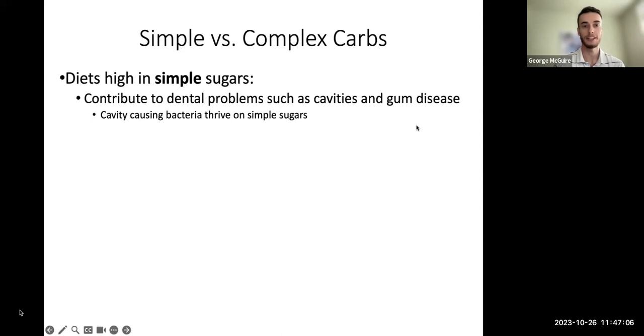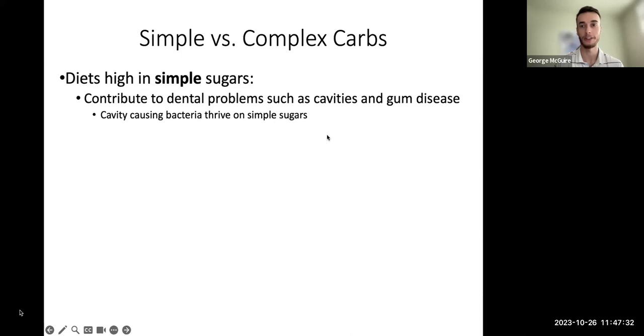So diets that are high in simple sugars, because of this quick increase in blood glucose, as well as how these sugars can be used by the bacteria in our mouth, have been related to various different diseases. So dental problems such as cavities and gum disease stem from the bacteria that live in our mouth and on our teeth being able to quickly absorb and take advantage of those simple sugars that we're getting from our food.